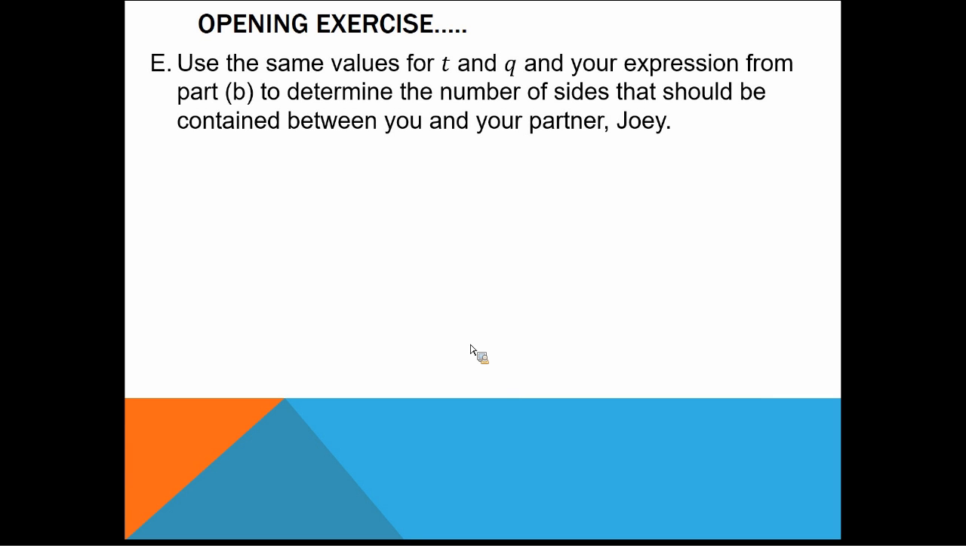Let's continue on to part E. We're going to use the same values for t and q in our expression from part B to determine the number of sides that should be contained between ourselves and our partner Joey. Now, there are 3 different variations of how we could solve this problem using our expression.